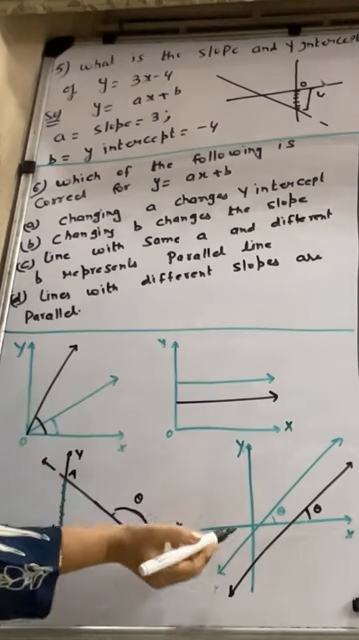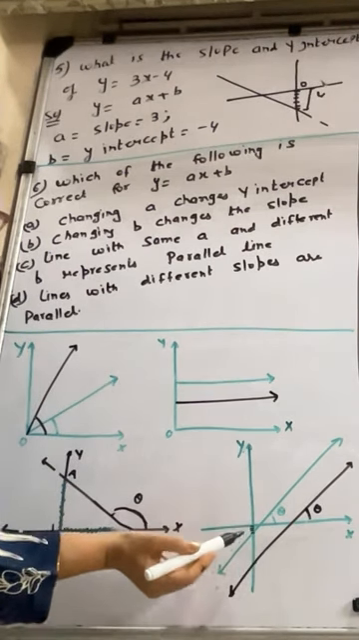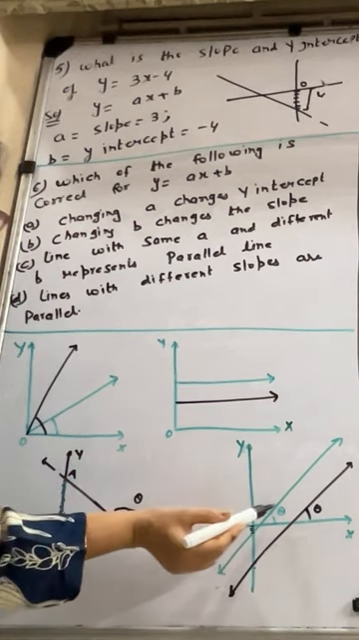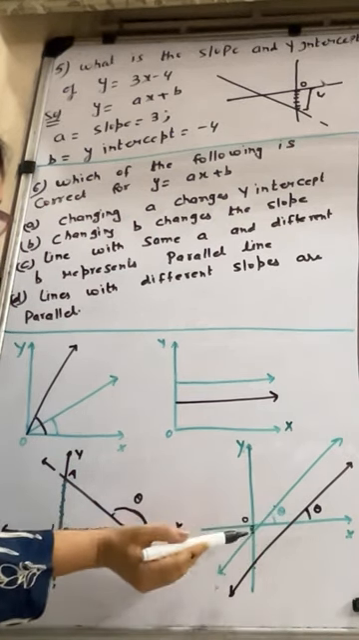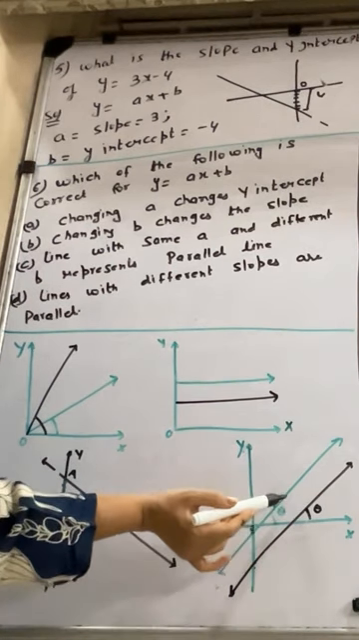Look at here. For this line, what is the b? This much is b. And for this line, what is b? b is from here to here. So these two lines have the same inclination and the value of b is different, but they are parallel lines.